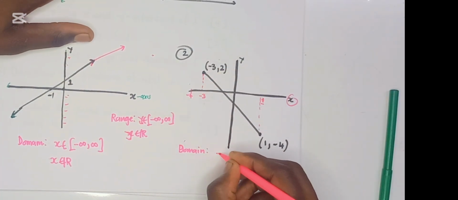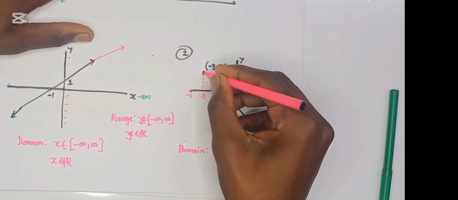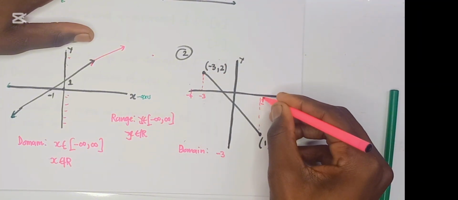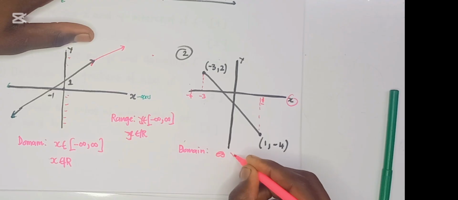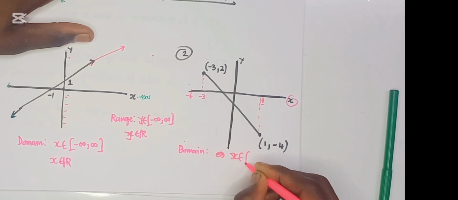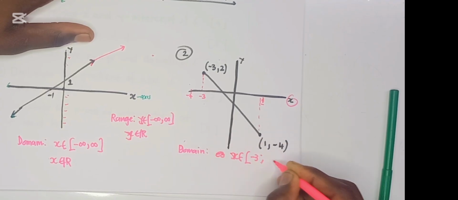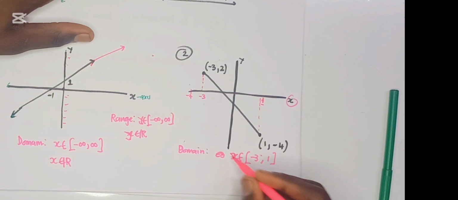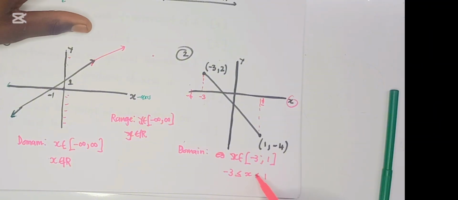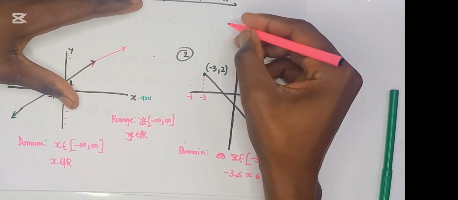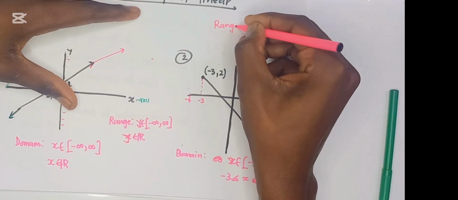So we start from -3. It exists from between -3 and what? And 1. We can say it like this: it's an x element from -3 to 1. Another way to say this is you can just say x is between -3 and 1. You say x between -3 and 1. This is the sign of saying in between.